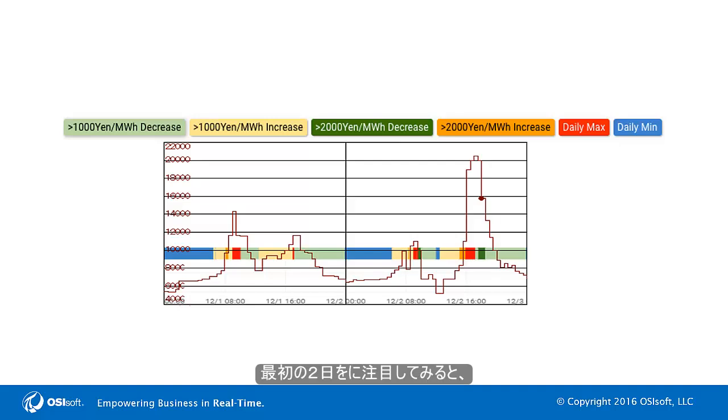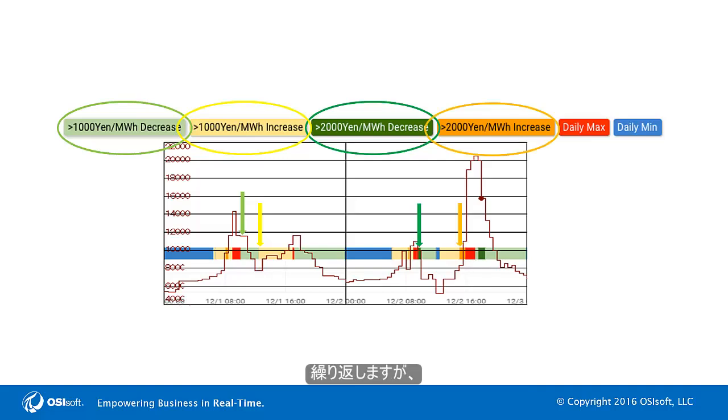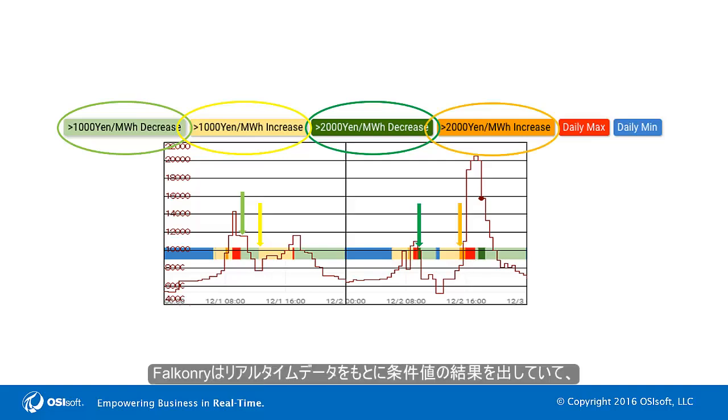Now zooming in a little closer to the first 2 days, it can be seen that the model has identified the sudden jumps and falls in energy price before the event occurs. Just a reminder that Falkonry produces these assessments based on patterns from real-time data and has no information of future input values when the assessments are made.